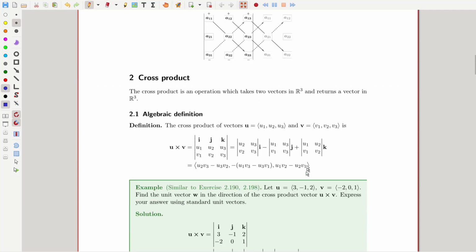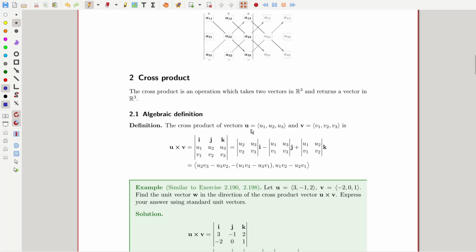All right, moving on to the cross product. Recall that the cross product is an operation that takes two vectors in R3 and returns a vector in R3, as opposed to the dot product that we covered last time, which takes two vectors and returns a scalar. Cross product returns a vector. Okay, so here's the algebraic definition.